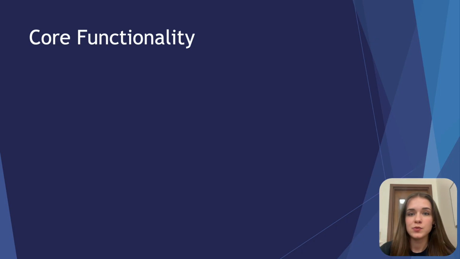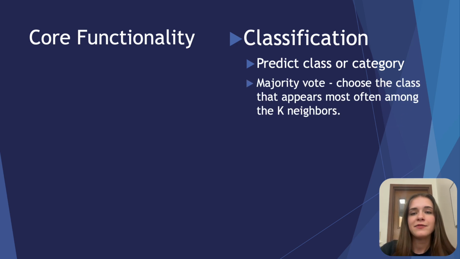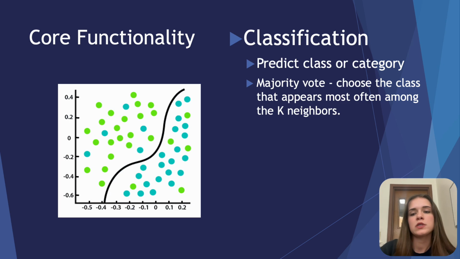So how does this work in classification tasks? Remember, classification is about predicting a class or category, like genre of movies, spam emails versus not spam emails, types of fruit, things like that. And the deciding factor for the prediction is majority vote. So you choose the class that appears most often among the neighbors.